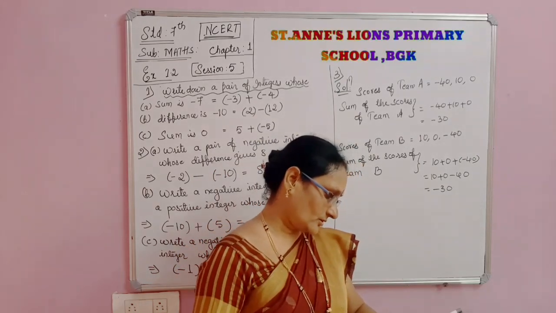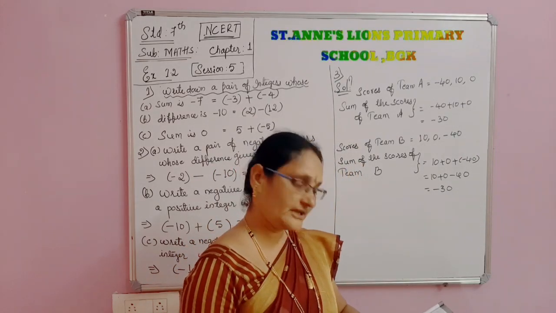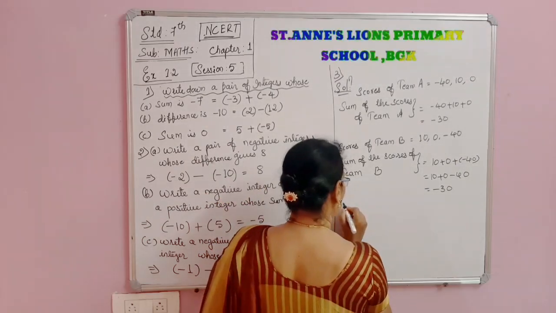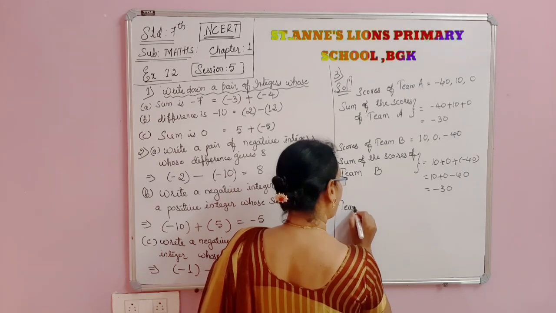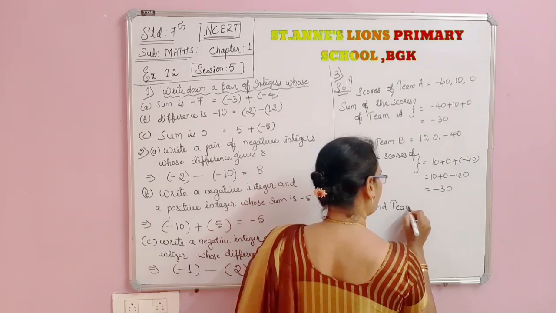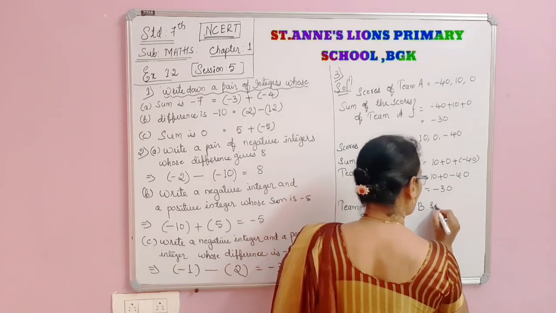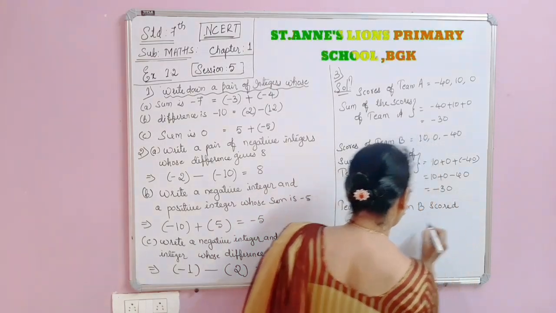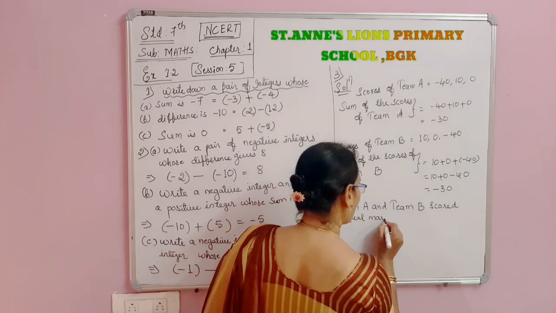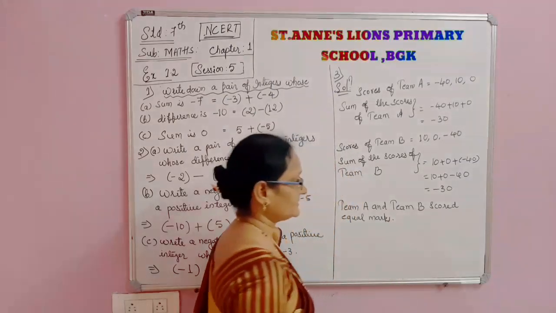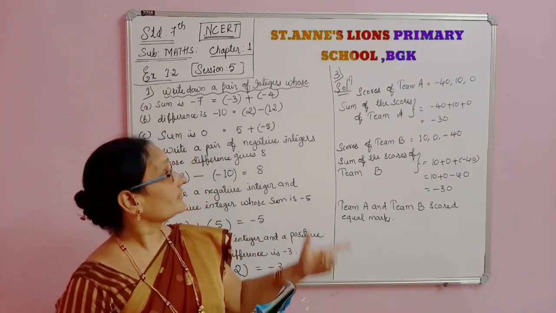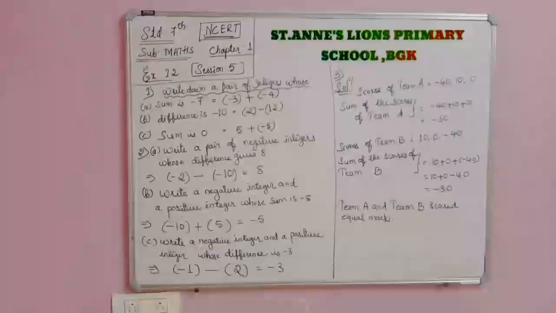Which team scored more? Both the teams scored equally. Team A and team B scored equal marks. Equal marks. This is the method of solving the problems. We just copy these questions.